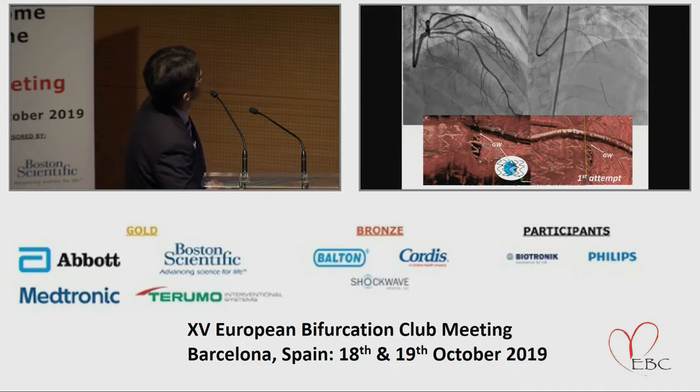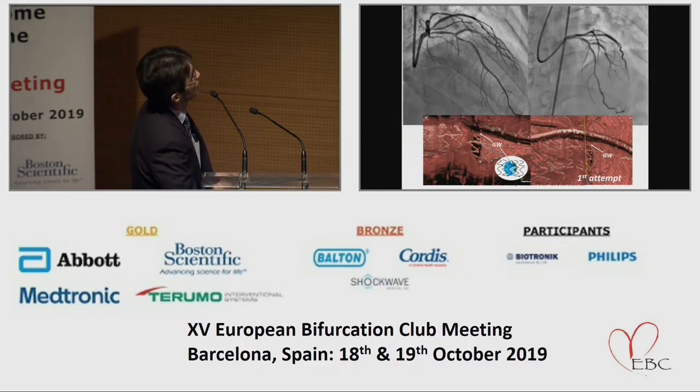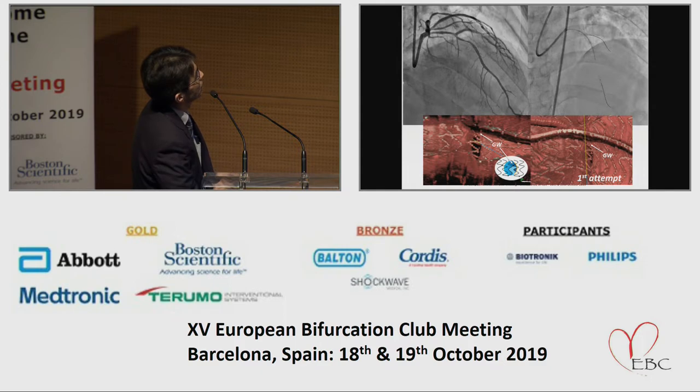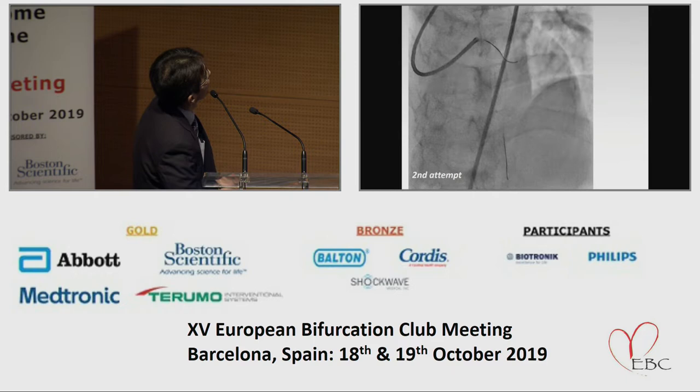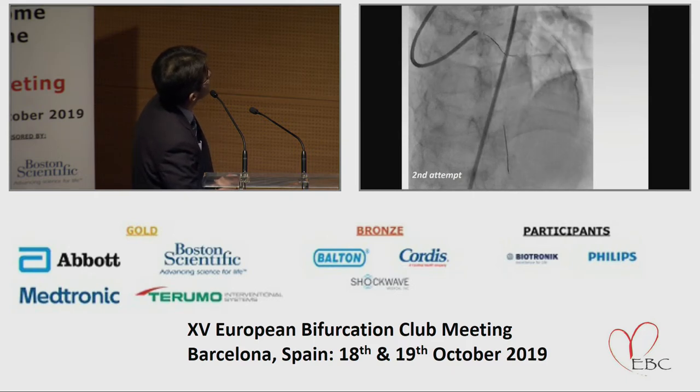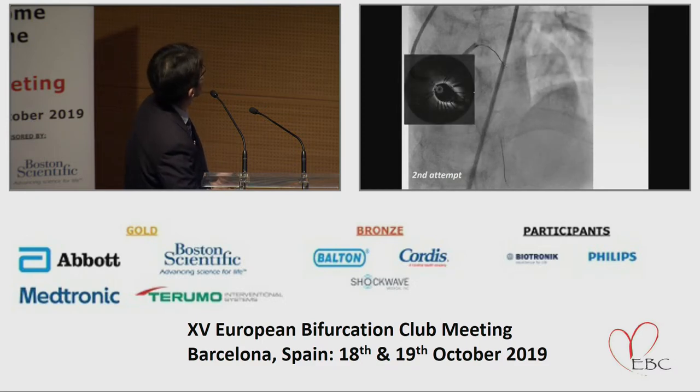In this case, I put the stent from the mid LAD crossing over the diagonal branch and inserted the second guide wire into the diagonal in this direction of the angiography. But unfortunately, the guide wire recrossed to the lateral side of the distal small cell. So in the second attempt, with a little bit more of a different angle of view, the guide wire was inserted into the side branch.